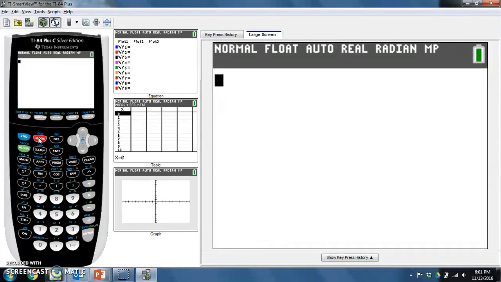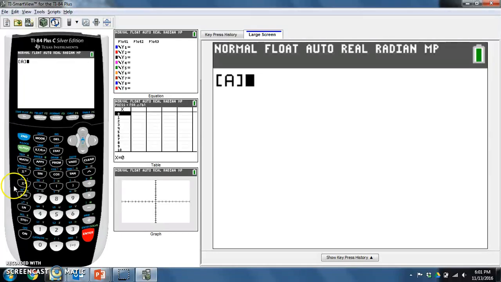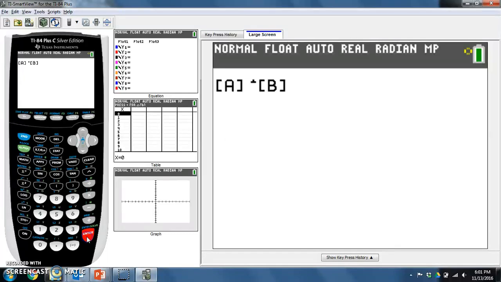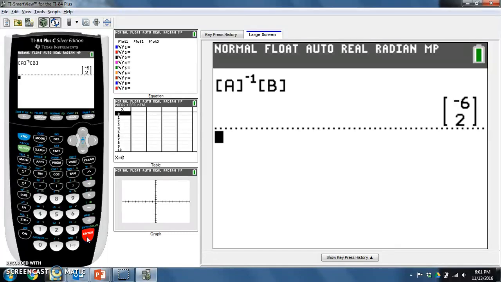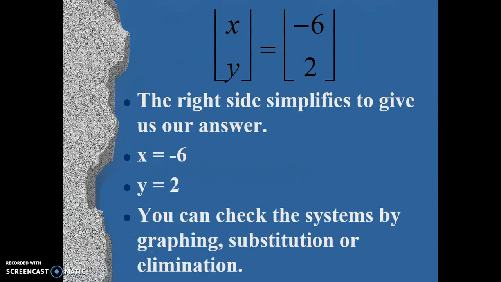Now we're going to use the inverse of A times B to find our answers. So we go back to our matrix menu, grab matrix A, so we hit enter for matrix A, hit our x to the negative 1, which makes it inverse of A, and then go grab B under the name column. We hit enter. That gives us our answer of x equals -6 and y equals 2. So the right side simplifies to give us our answer, x equals -6 and y equals 2.